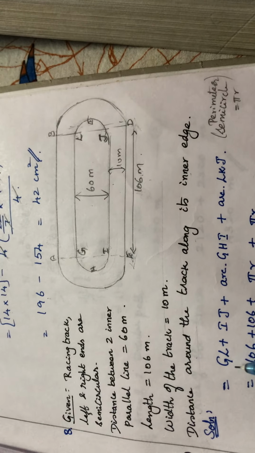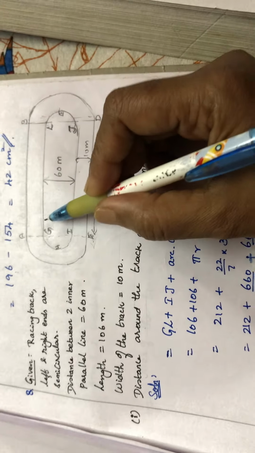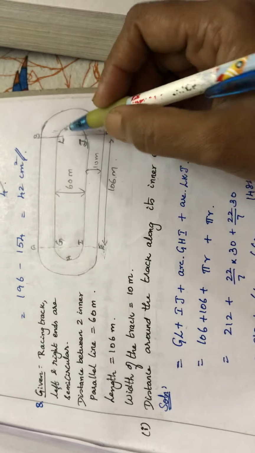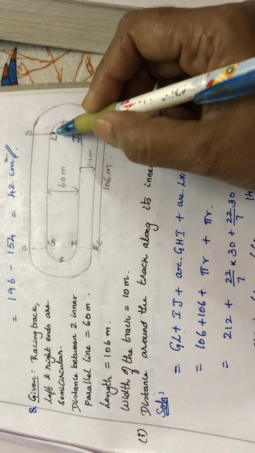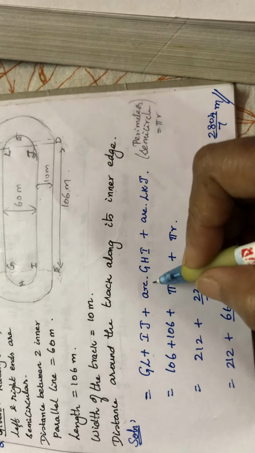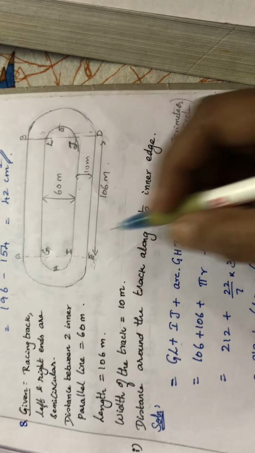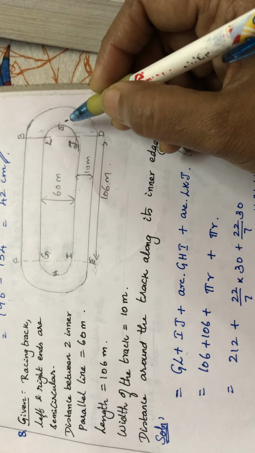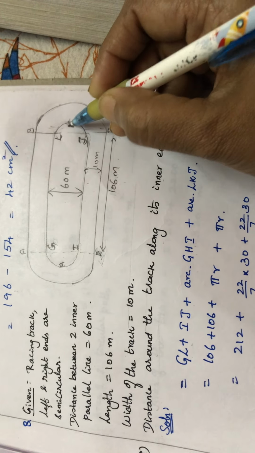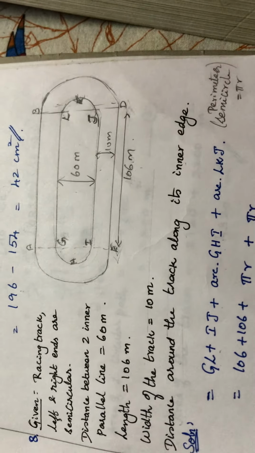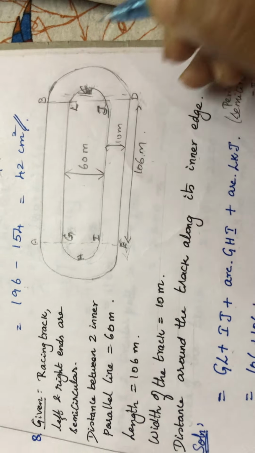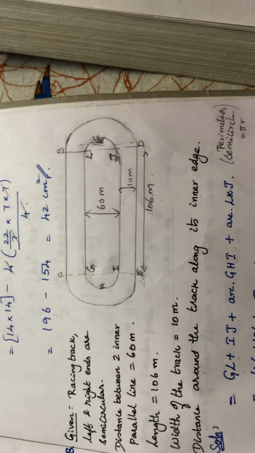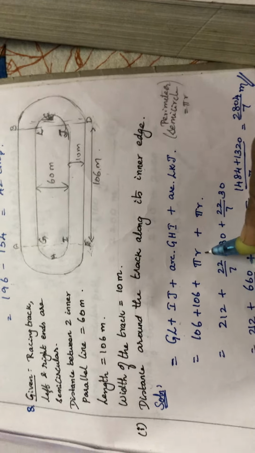So I have written that the inner region is nothing but this length G to L plus this I to J, and then this arc GHI plus arc LKJ, this is K. So what is the length?